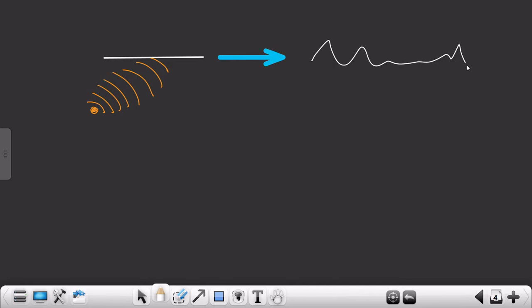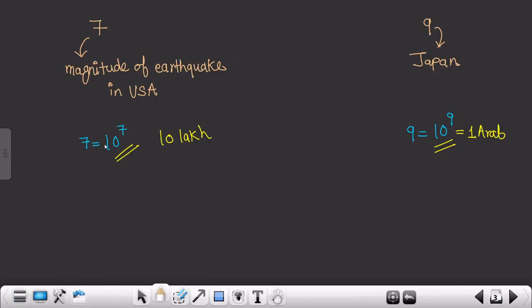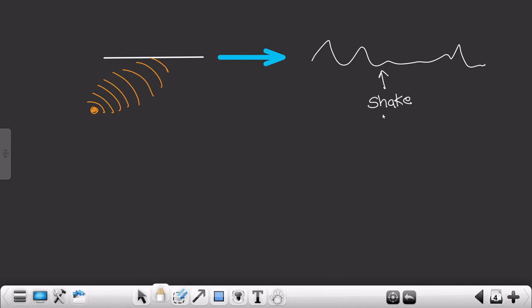That means this land is experiencing the earthquake and it is changing its shape. Basically it is shaking, the land is shaking. And by what factor is it shaking? It is shaking by this factor, 10 raised to 7, in the case of USA I'm talking. In Japan it was experiencing a magnitude of 10 raised to 9, that means it was shaking by a factor of 10 raised to 9. If the magnitude here is 1, then it is 1 into 10 raised to 7 in case of USA, and in case of Japan it is 1 into 10 raised to 9. Such a huge number it is.